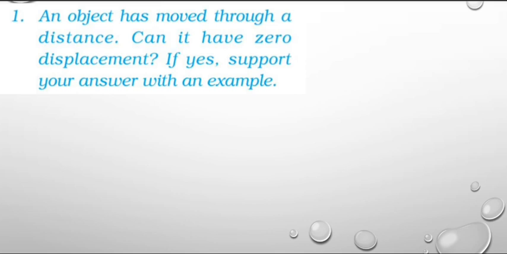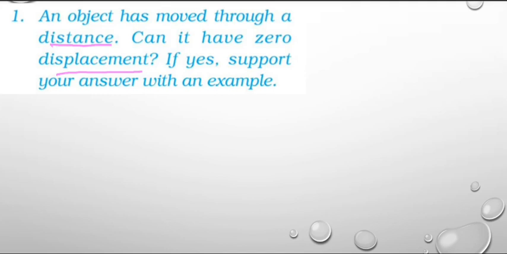Now, the first question is on the screen, students. An object has moved through a distance. Can it have zero displacement? Students, in the previous video, we studied the difference between distance and displacement. Distance means the total length of the path traveled by an object, and the shortest distance between the initial and the final position is known as displacement.